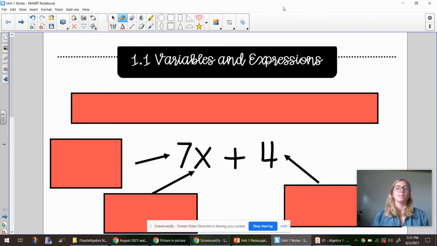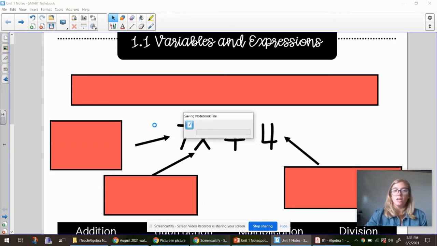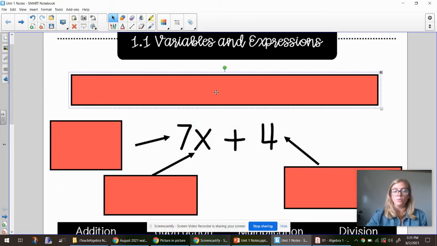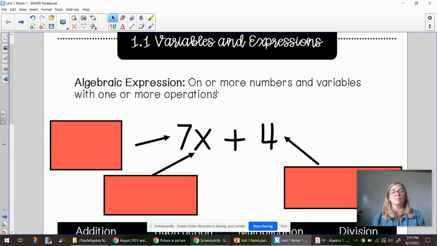Today we are going to be talking about the very basics of algebra, which is just variables and expressions. We're going to learn the vocabulary first so that we have the right words to use when we talk about the rest of everything we're going to do in algebra. Let's get started. We are going to start with this first most important word that's actually in the title today. That is algebraic expression.